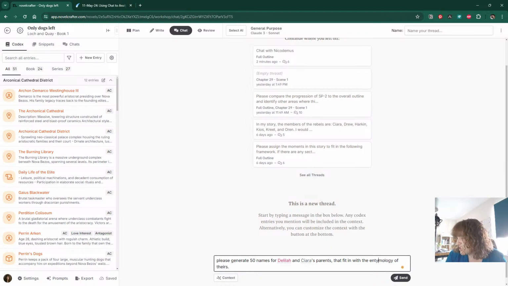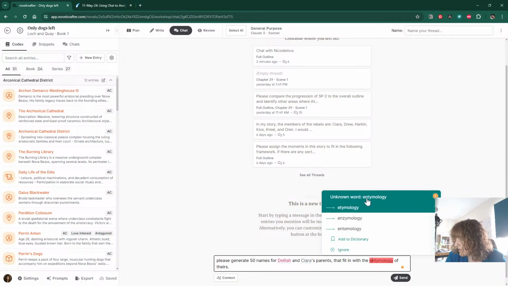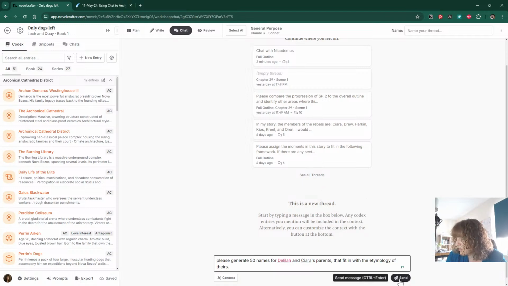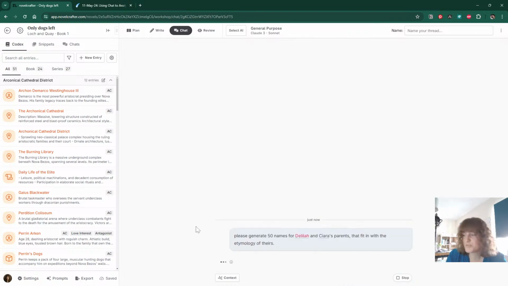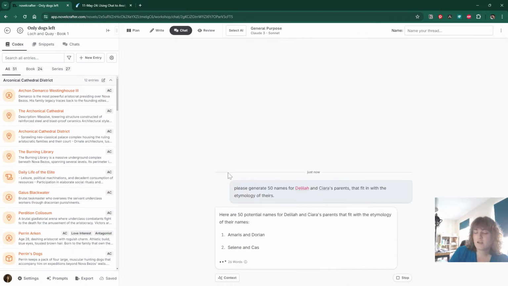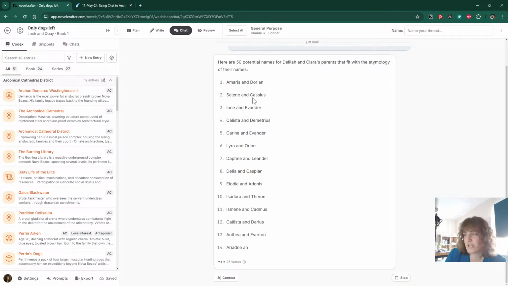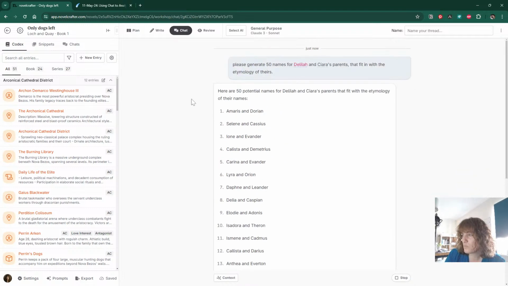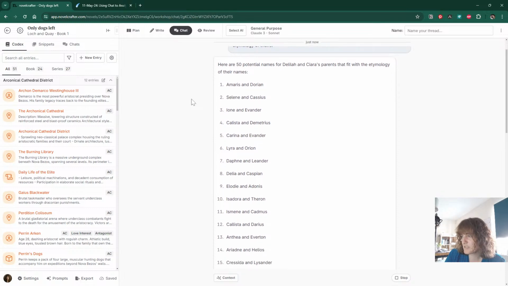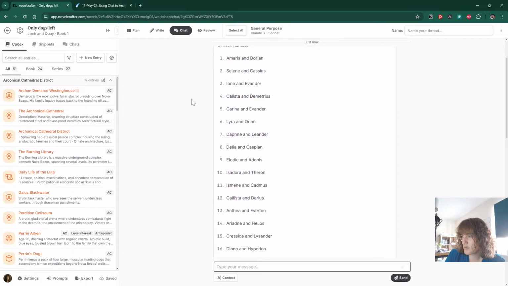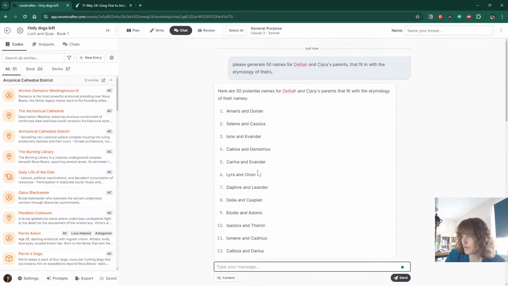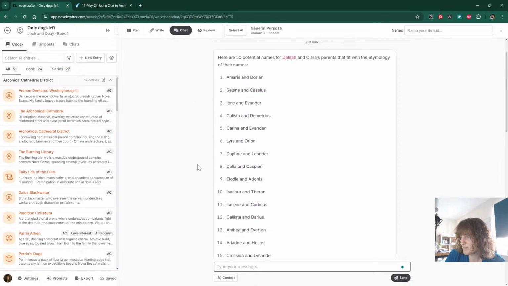Is it etymology? Etymology. I don't know if this is going to do particularly good. We're just going to say I just need some arbitrary names for now. Surname Harris. Oh my god, they're already suggesting the same multiple times.